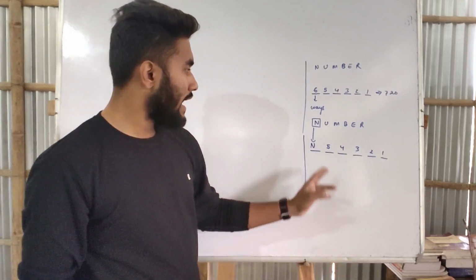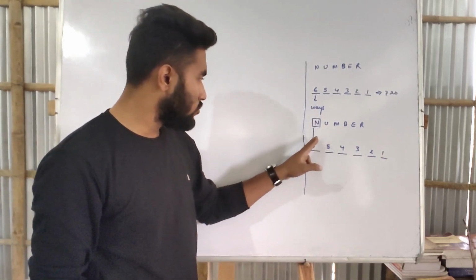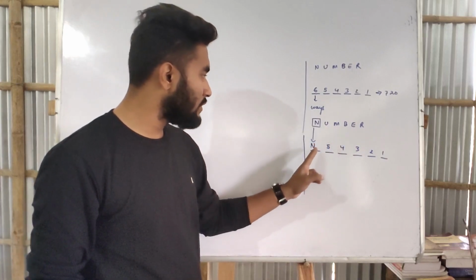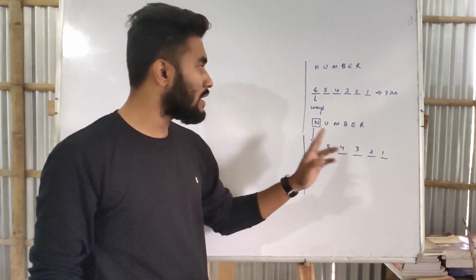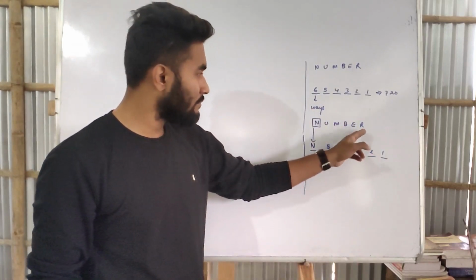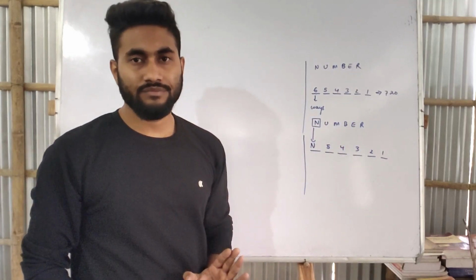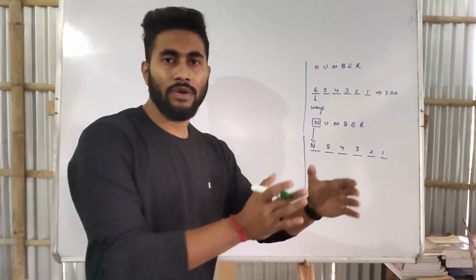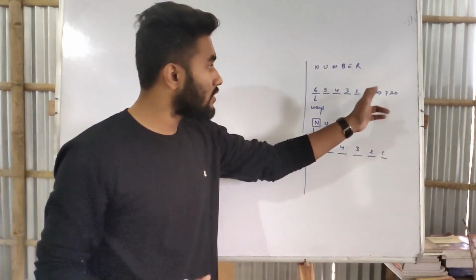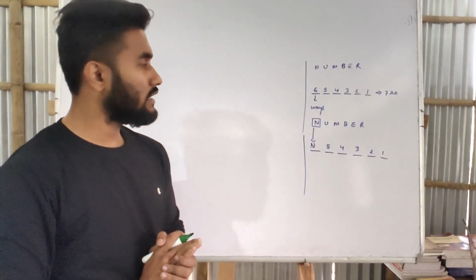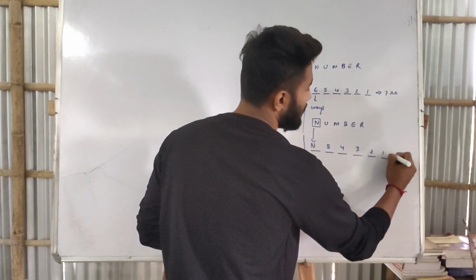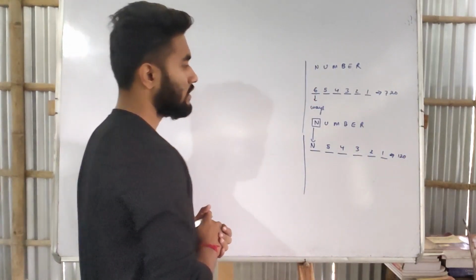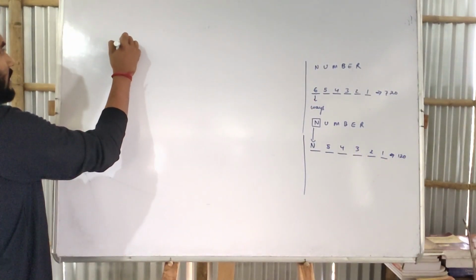Words beginning with N: 120. Beginning with U: 120. Beginning with M also 120, with B also 120, with E also 120, with R also 120. So 120, 120, 120, 120 and so on. The total number of words will be how much? 720. So our answer will be 120. Done? Let us start the first one now.